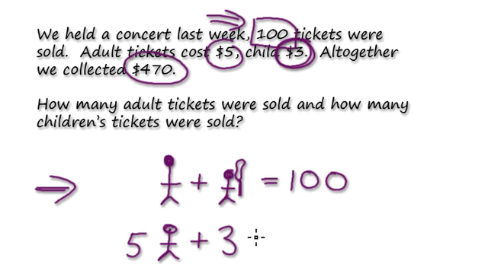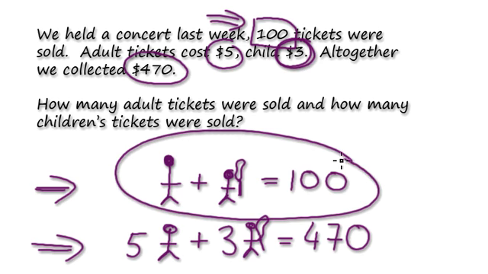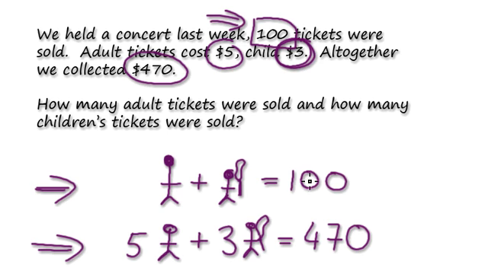And then each child's ticket costs $3. So get the number of children times 3, and then we collected $470. So this is your other equation. And if you look at our situation, you have to somehow satisfy this, because the number of tickets is 100, and you've got to satisfy this as well. So really it boils down to you solving this.